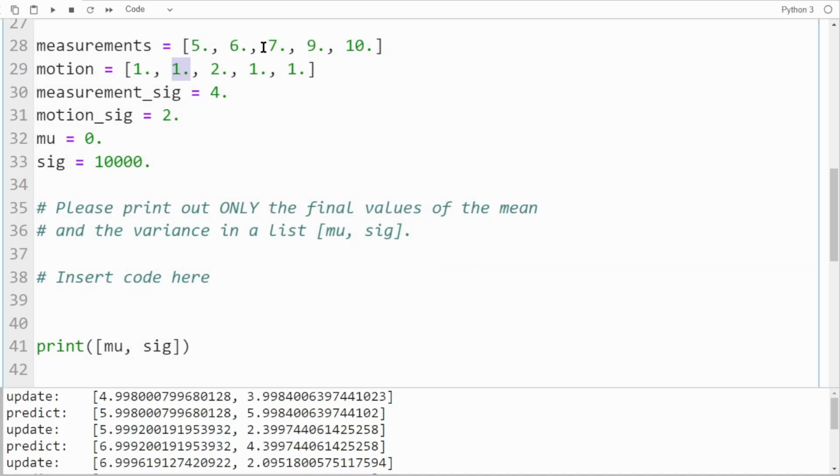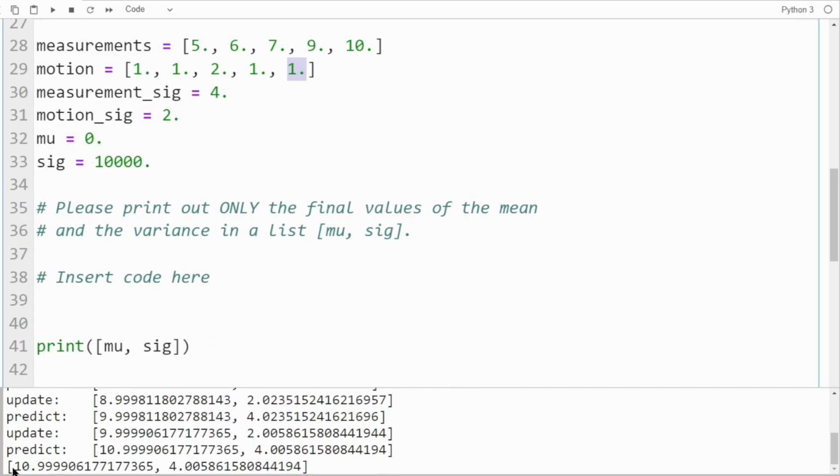You move 1 again, you measure 7, you move 2, you measure 9, you move 1, you measure 10, and you move a final 1. And out comes, as the final result, a prediction of 10.99 for the position, which is your 10 position moved by 1, and the residual uncertainty of 4. Can you implement this so you get exactly the same outputs as I've gotten over here?